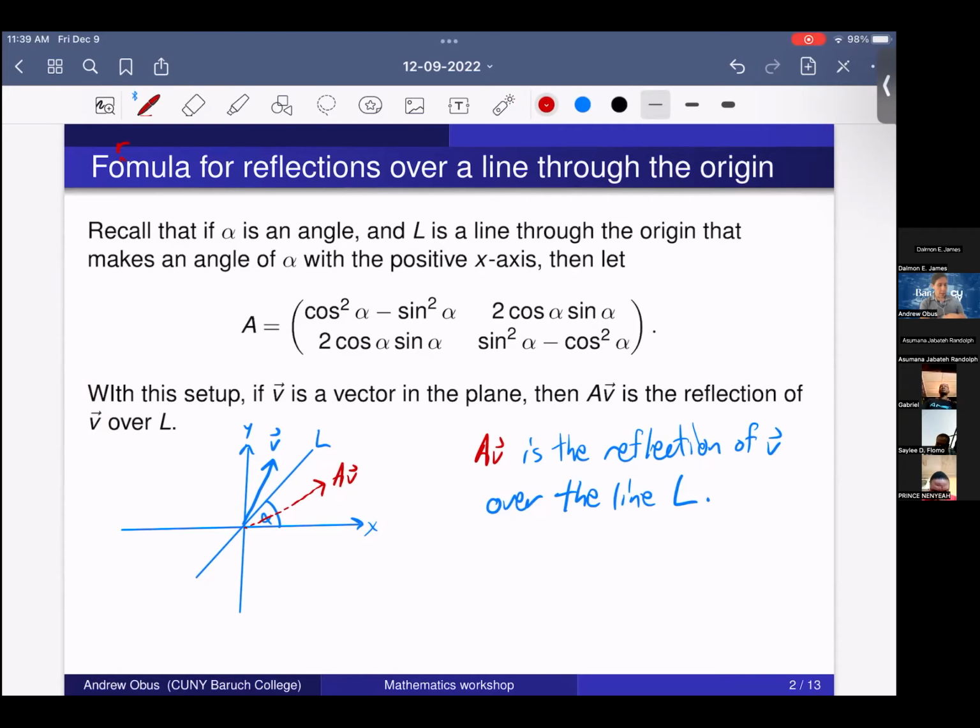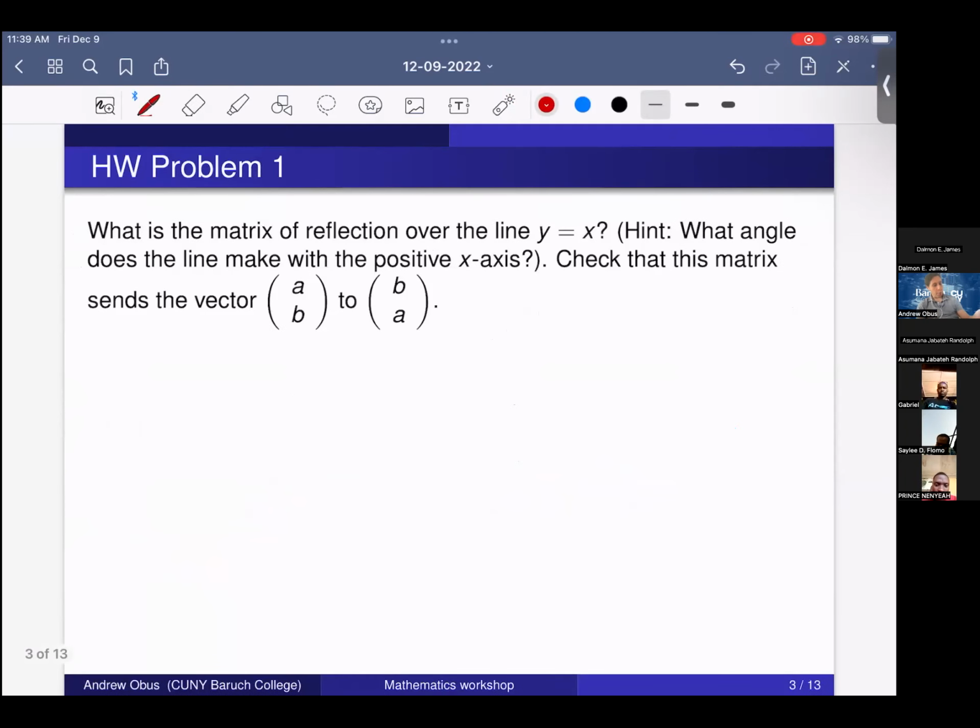Okay, so let's look at the homework examples. So problem 1, we want to calculate what is the matrix of reflection over the line y equals x. So we have a very specific line, which is the line given by y equals x, which looks like this. So this is the line y equals x. This is the x-axis. This is the y-axis. And so we need to write down what the matrix is.